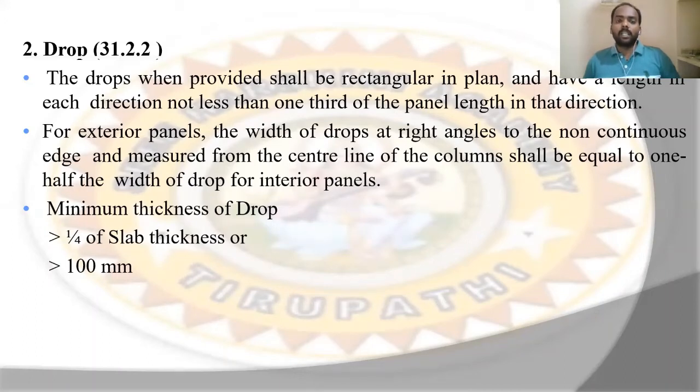For exterior panels, the width of drops at right angles to the non-continuous edge, measured from the center line of the columns, shall be equal to 1/2 of the width of drop for interior panels. The minimum thickness of the drop should be more than 1/4 of slab thickness or 100 mm. That is the minimum thickness of drop.